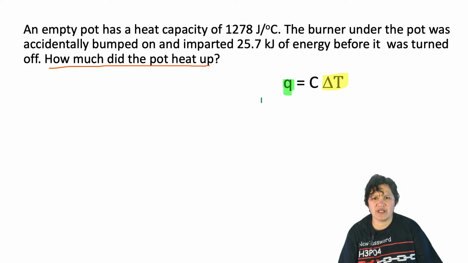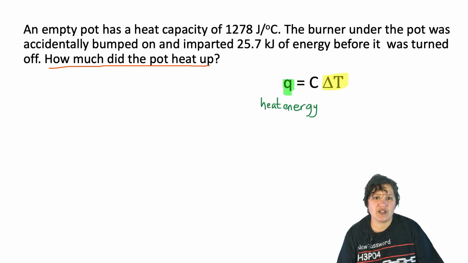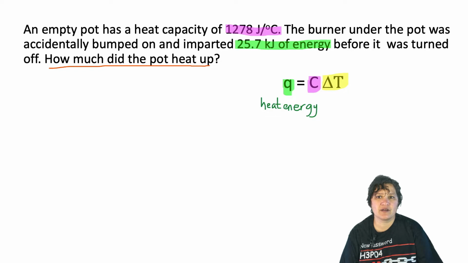So what is Q then? It's heat energy. Do we see anything in the problem that might represent that? Sure. 25.7 kilojoules of energy. To solve for delta T, we also need to know the heat capacity, C, which is given right here. Let's plug those numbers into the equation.